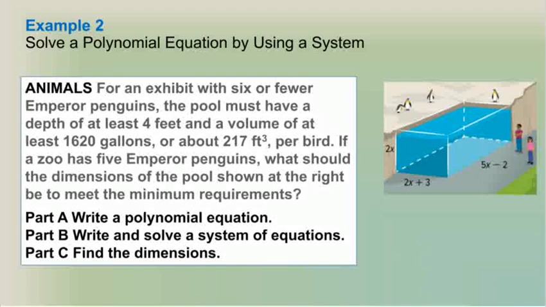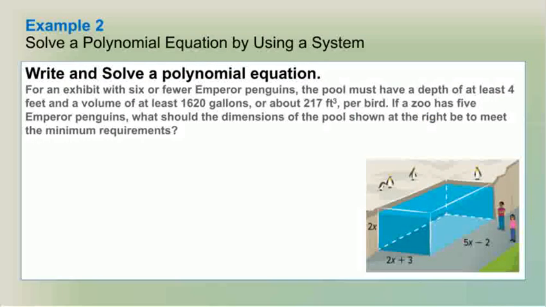Part A is write a polynomial equation. Part B, we're going to write and solve the system of equations. And part C, we're going to find the dimensions. So the first thing we're going to do is come up with the equation.